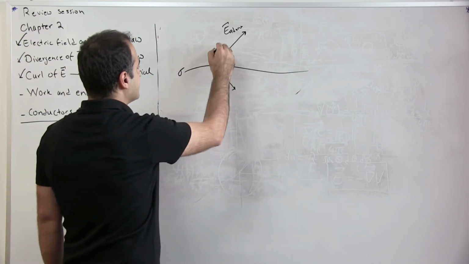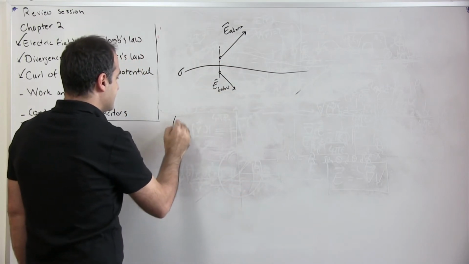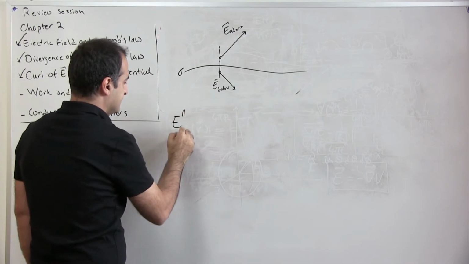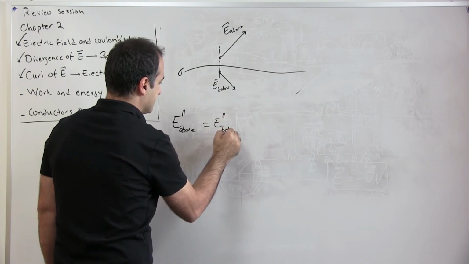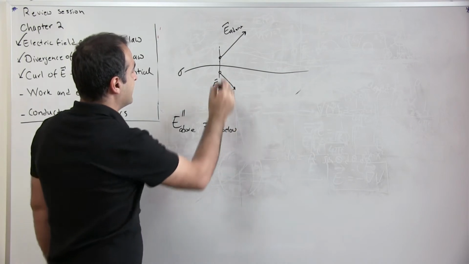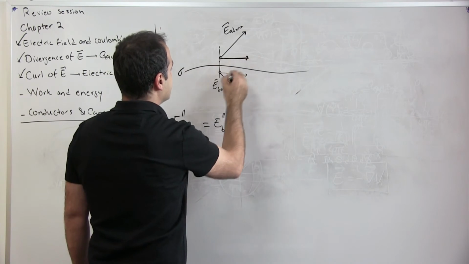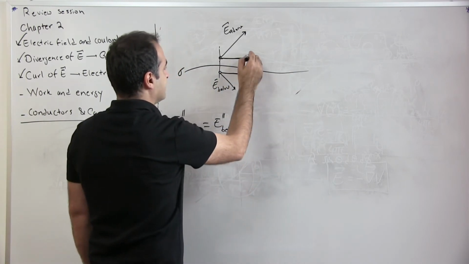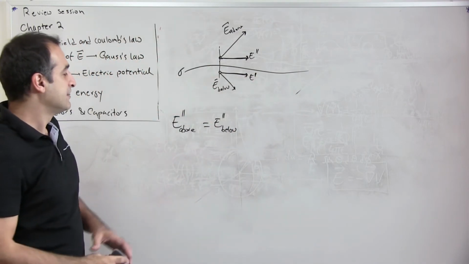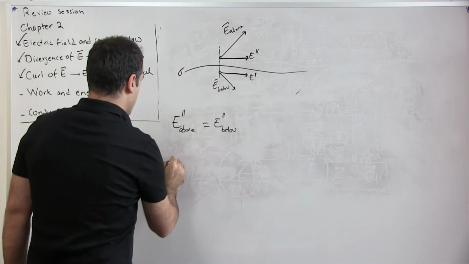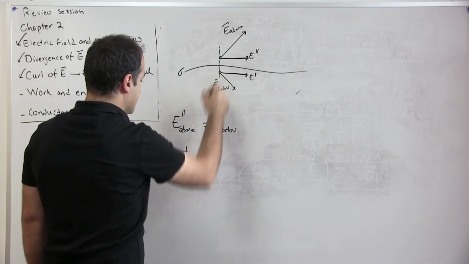Now, if you look at that discontinuity, there's always a specific pattern. If you look at the parallel component of the electric field above, that should be equal to the parallel component of the electric field below the surface, okay? So the parallel components are always similar to each other. Surface cannot create discontinuity in the parallel component of the electric field, okay? And by that, I mean parallel to the surface. But the perpendicular component of the electric field, E perpendicular above, is not the same as E below.